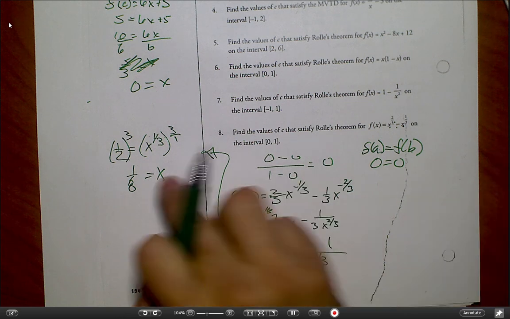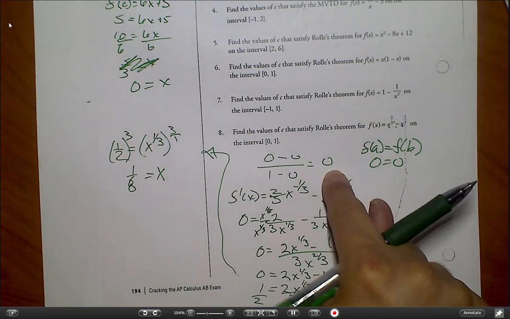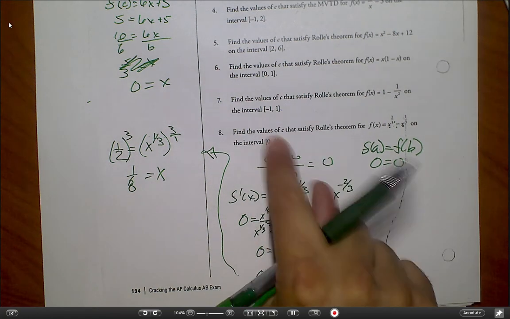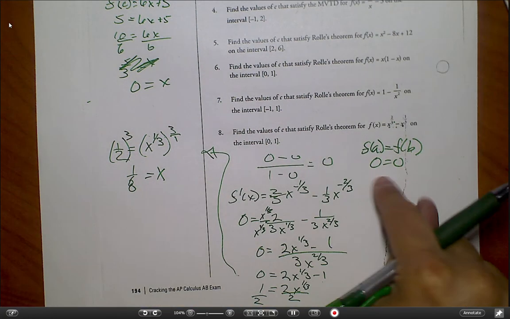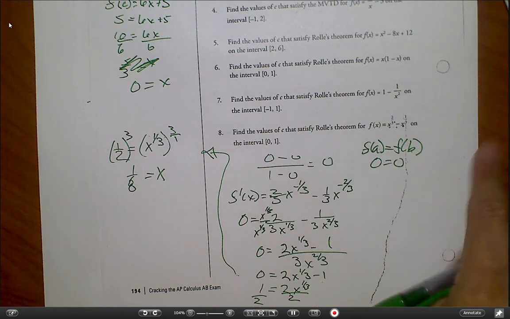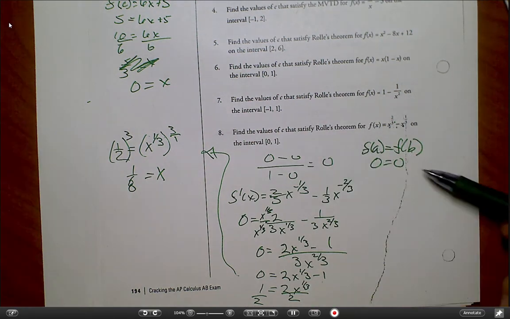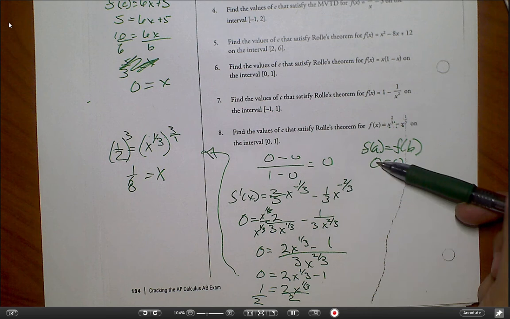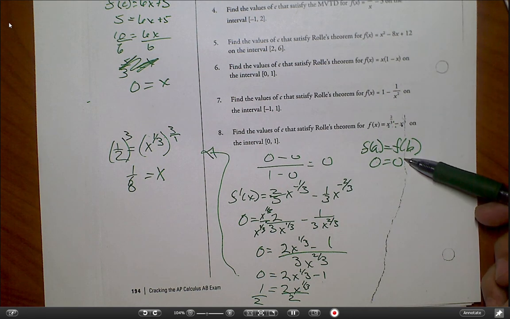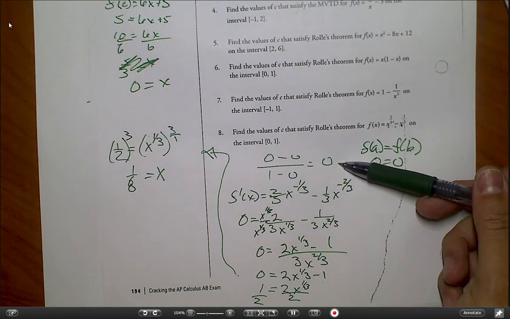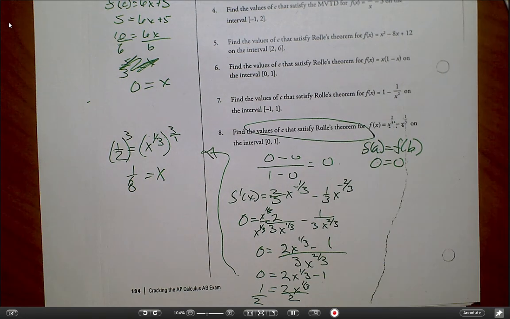So my x value is going to be 1 over 8 when my slope is going to be 0 on the interval from 0 to 1. So that is the point in which it's going to go up or down, and I can figure out concavity later on. Left side and right side are both, my functions are equal. My slope is equal to 0. So that satisfies that I'm going to use Rolle's theorem.